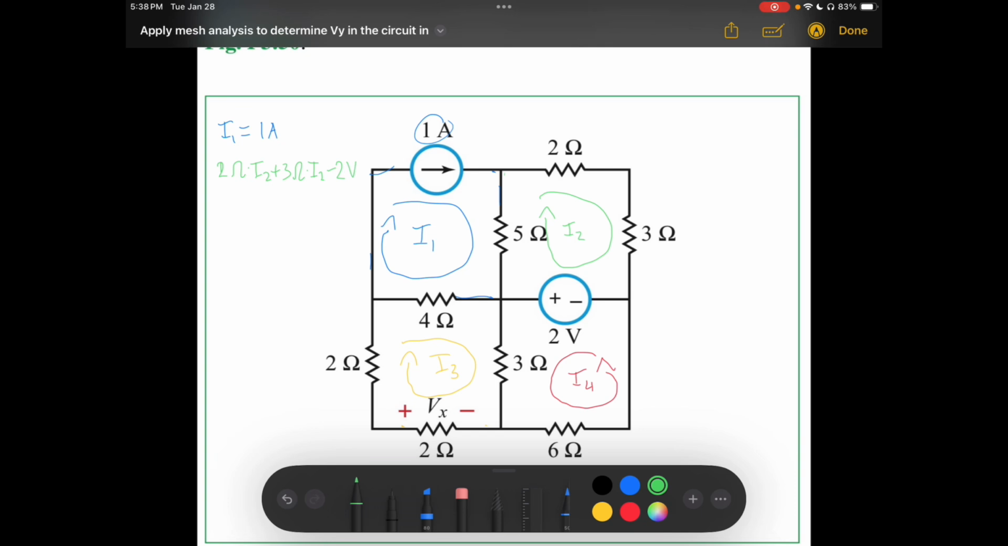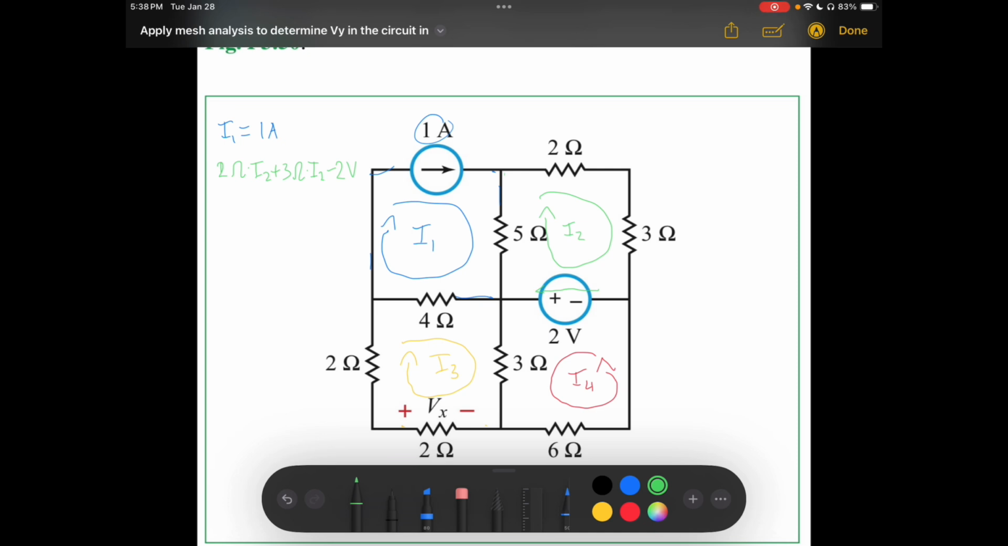minus the 2 volts. The reason it's minus is that we're going from the negative to the positive terminal, and it's a voltage source that supplies power while these resistors consume power, sort of consume voltage, while this voltage source obviously supplies voltage. But for the sake of simplicity, we're sort of inverting it. So for all the resistors to be positive, we make the voltage source negative.